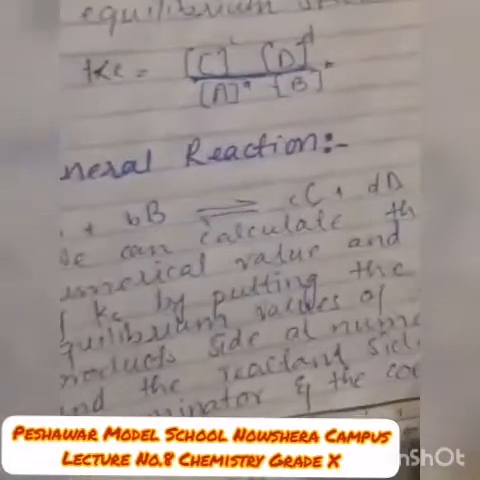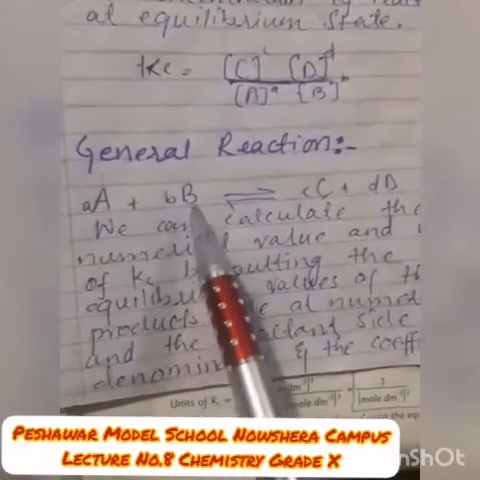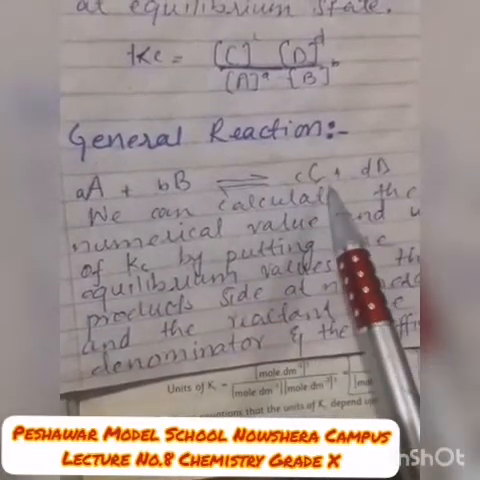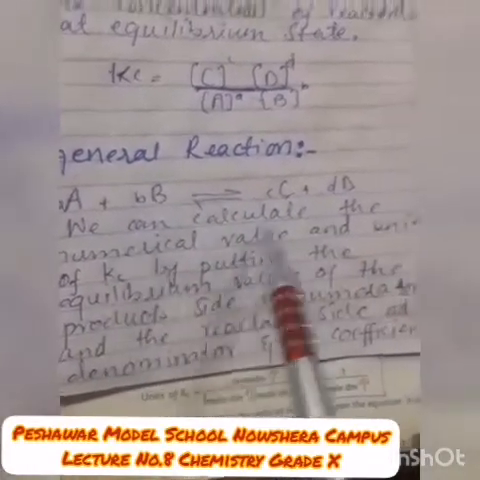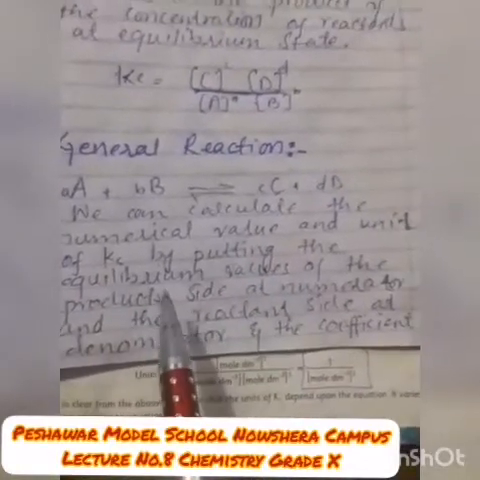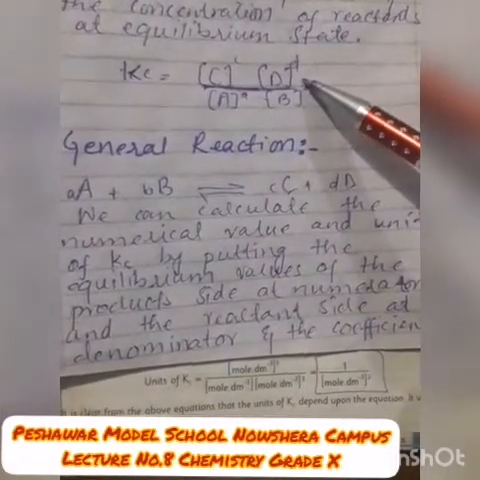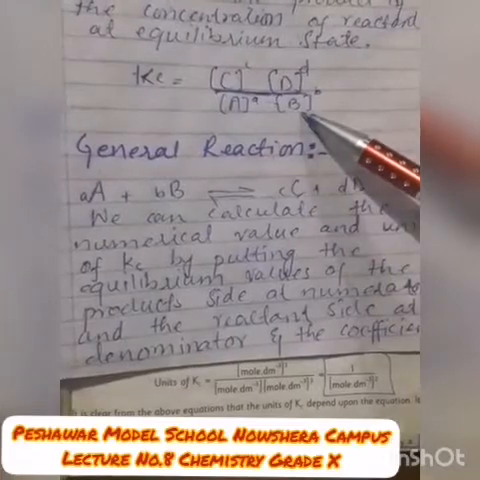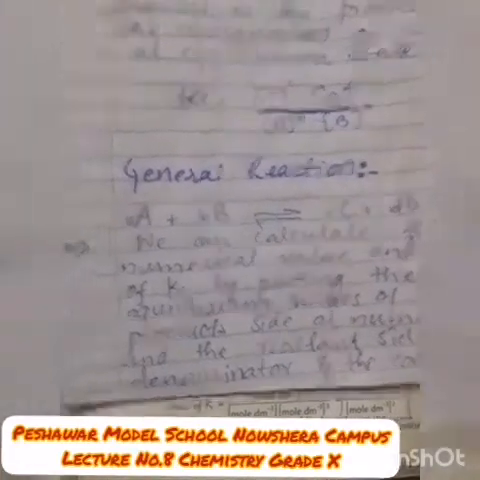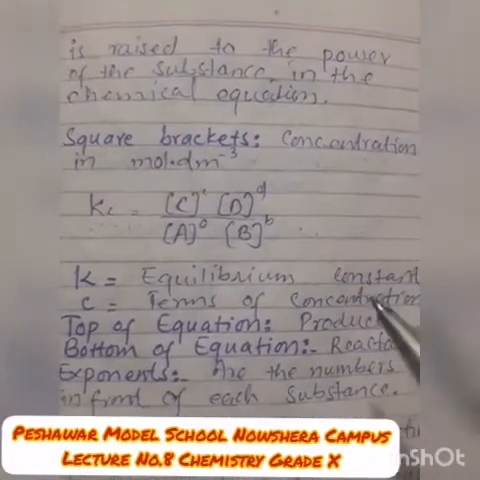Okay, now look at here. This is the general reaction. In this reaction, here are two reactants A and B. When these react together, it will give us the products C and D. We can calculate the numerical value and unit of Kc by putting the equilibrium values of the product side in the numerator and the reactant side in the denominator, and the coefficient of each substance in the chemical equation is raised as a power.